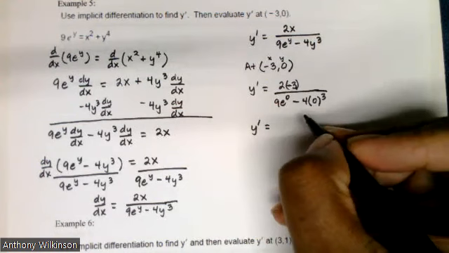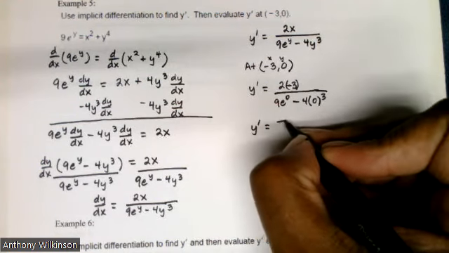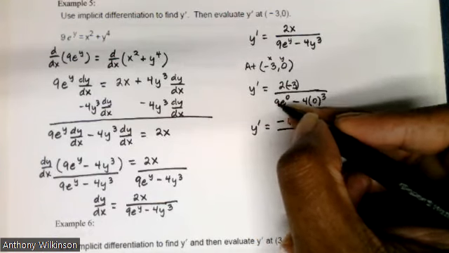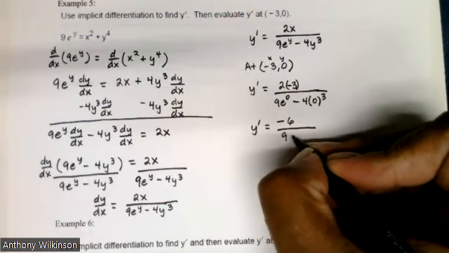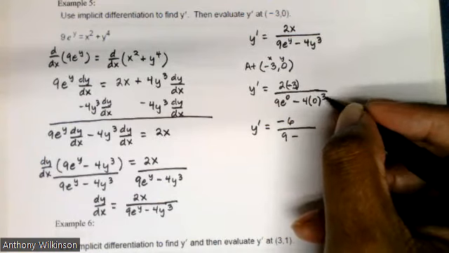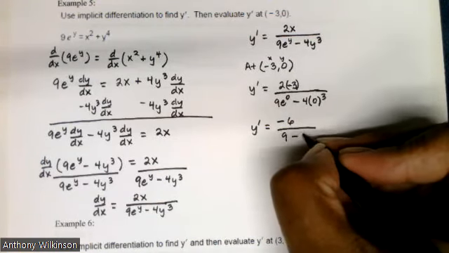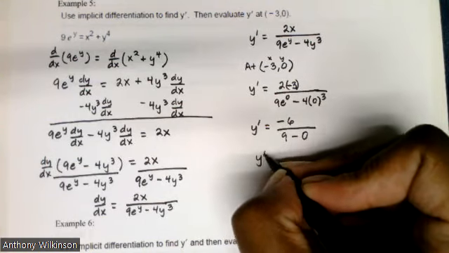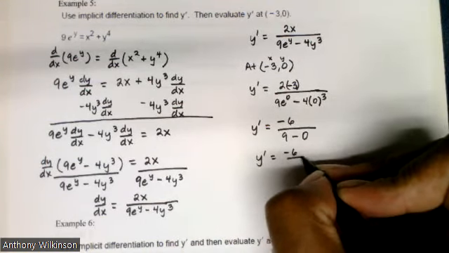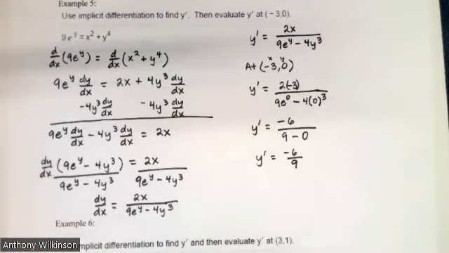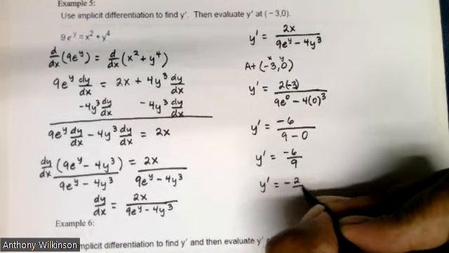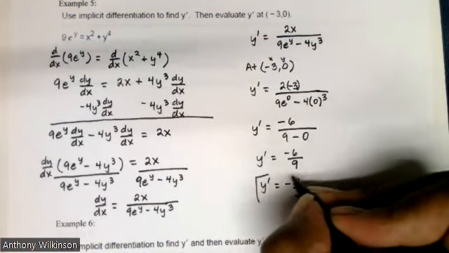So that means 2 times -3 will be -6. e to the 0 is 1 times the 9 would be 9. Minus 0 cubed is 0 times the 4 in front would be 0. So now we're going to be left with y prime equaling -6 over 9 minus 0, which is 9. And I can reduce -6/9 to -2/3. So y prime ends up being -2/3.